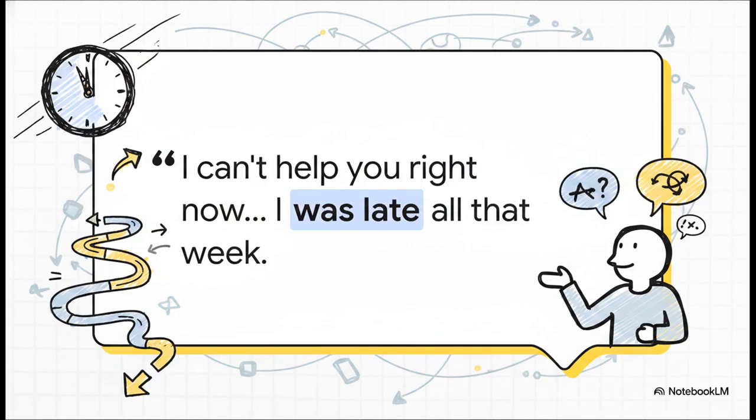Think about a story like this. So this guy comes up and asks for help, and I go, "I can't help you right now, I'm late for work." Then he says he needs help, but I was late all that week, so I couldn't be late again. Okay, what did I just do there?